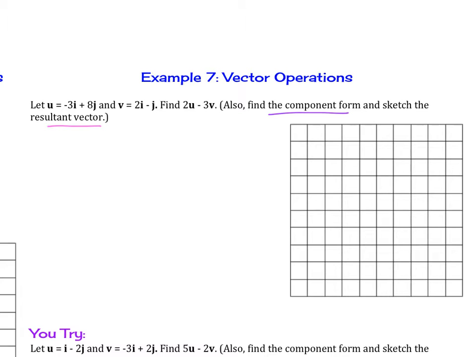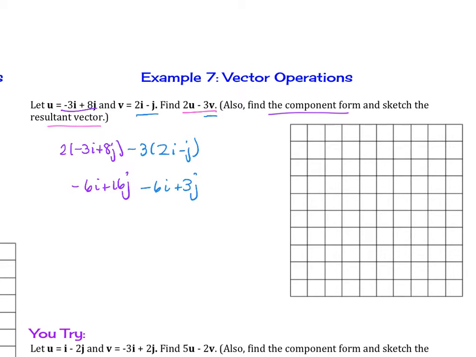So we're going to find 2u minus 3v. So we've actually done this before. So we can do 2 times u, which is negative 3i plus 8j, and then minus 3v, which is minus 3 times our v of 2i minus j. Now I don't have to rewrite it. I can write it in this form. So I just distribute. This is negative 6i plus 16j, and this becomes minus 6i plus 3j, and I'm going to leave that there because we'll need it a little bit later to sketch our graphs. So now this becomes negative 12i plus 19j.